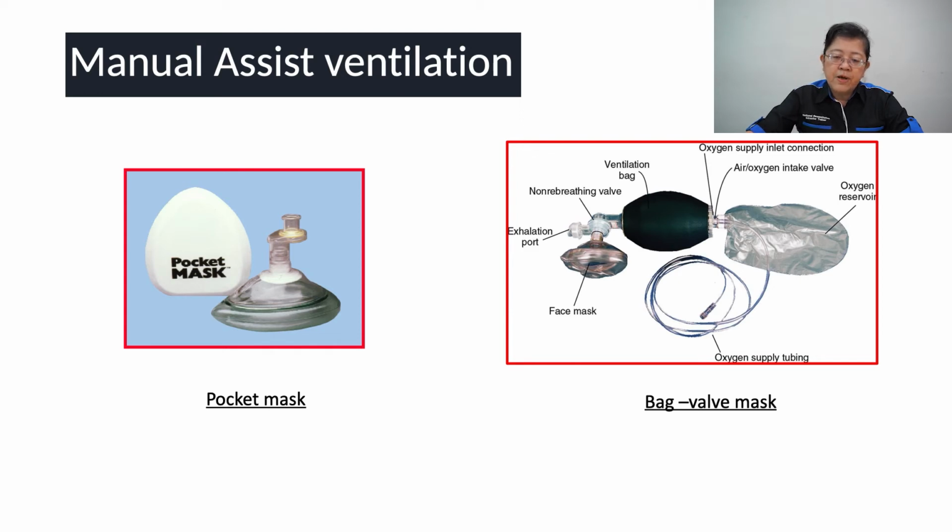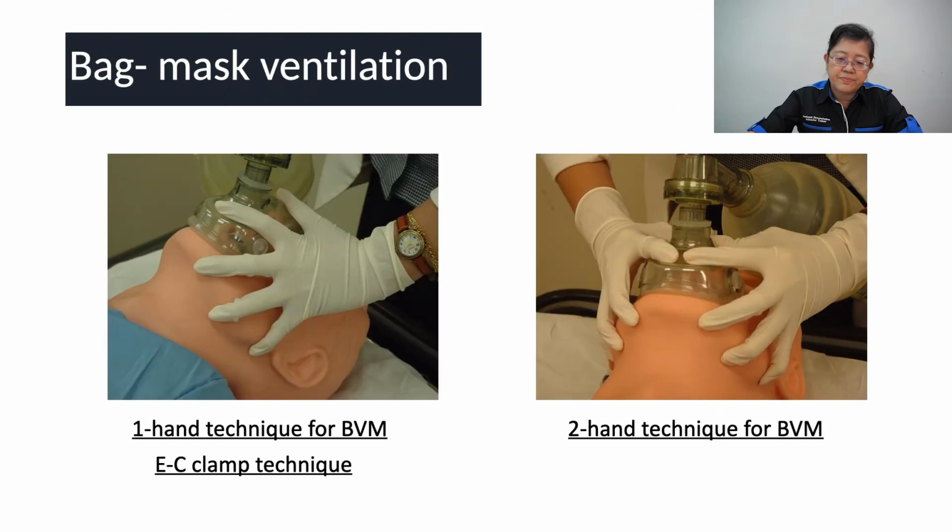This is the bag valve mask. The important thing about the bag valve mask is there are a lot of one-way flows here. Therefore, the bag valve mask can never be used for a patient with spontaneous breathing. The bag valve mask should be used to provide intermittent positive pressure ventilation.